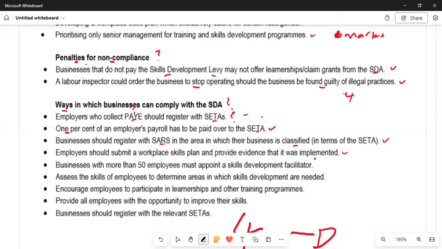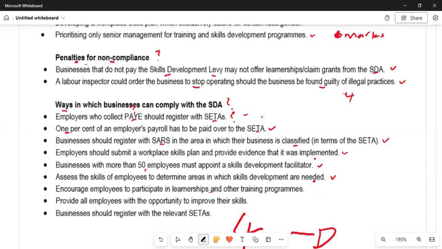Businesses with more than 50 employees must appoint a skills development facilitator. This only applies to businesses with more than 50 employees. This is very important. Assess the skills of employees to determine the areas in which skills development is needed. So we are only going to attend to the needs of the employees. For us to make sure that we have attended to their needs, we assess their skills. By assessing their skills, you find out what the current skills of the employees are, and determine where they lack, so that we can bridge that gap.